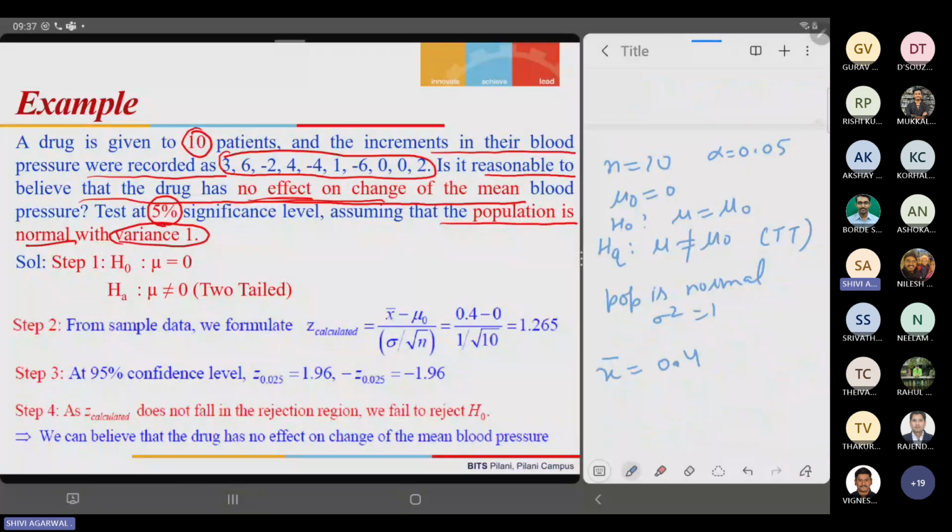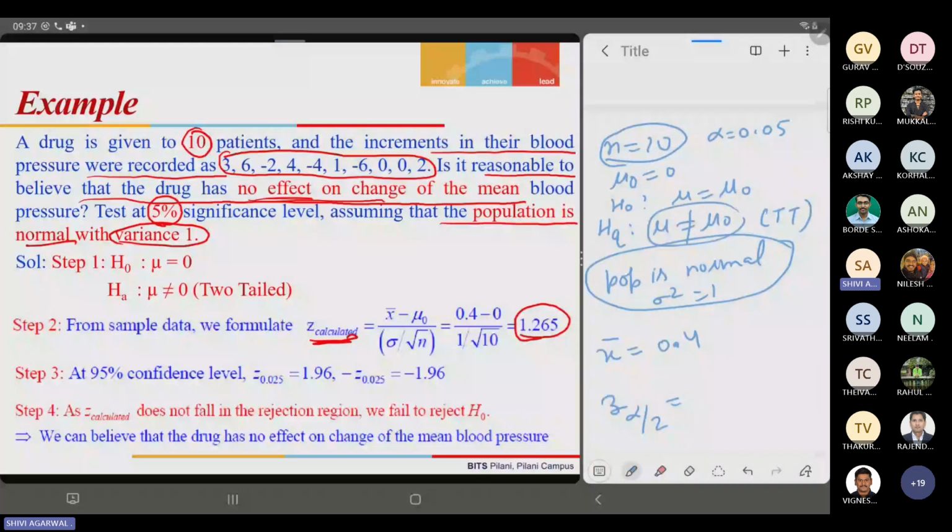Correct? Now population is normal, sigma is known. So we are just going, n is small. So we are using the simple Z test. Third case. Okay. So now we are using the Z statistic. Z calculated is the same, and this value is 1.265. Now, because it is a two-tail, then we can calculate the Z alpha by 2. So it is Z 0.025 and this is 1.96. Okay. So we are comparing 1.265 with 1.96.